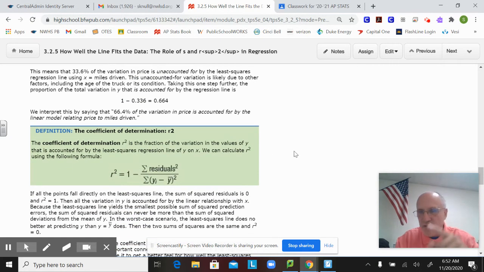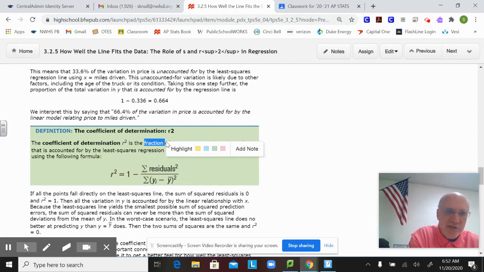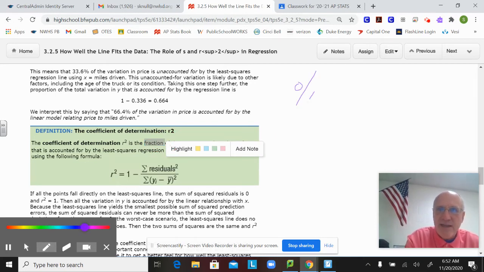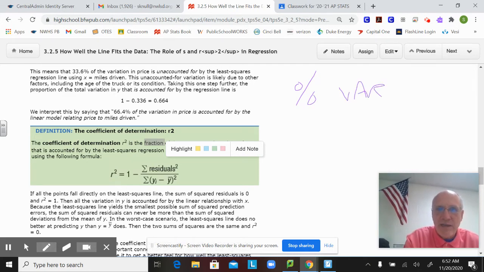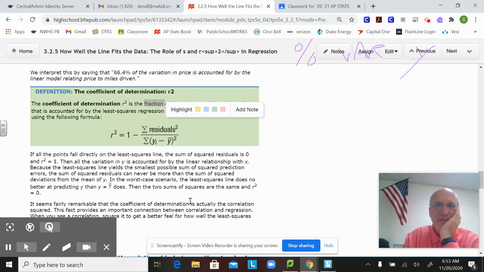I'll read this, then there's another box down below. It says the coefficient of determination R squared, in this green box, is the fraction of the variation in the values of y that is accounted for by the least squares regression line of y on x. Let me change this a little bit. Instead of fraction, we're actually going to use percentage. It is the percentage of variation in y that is accounted for by the least squares regression line relating y to x. There's a better example down below that I'll show you and highlight.